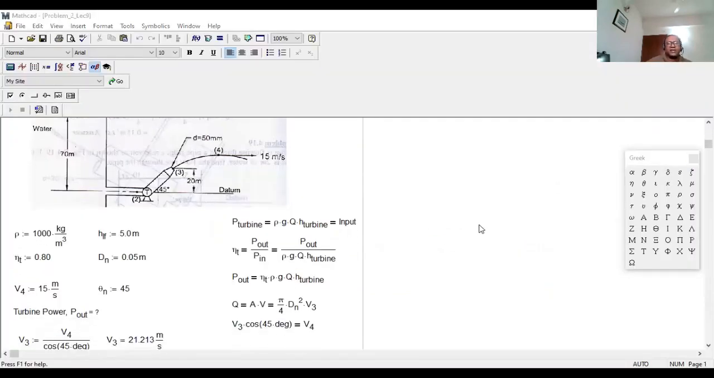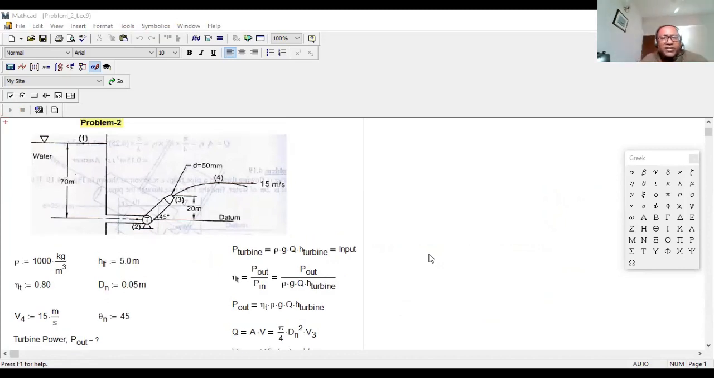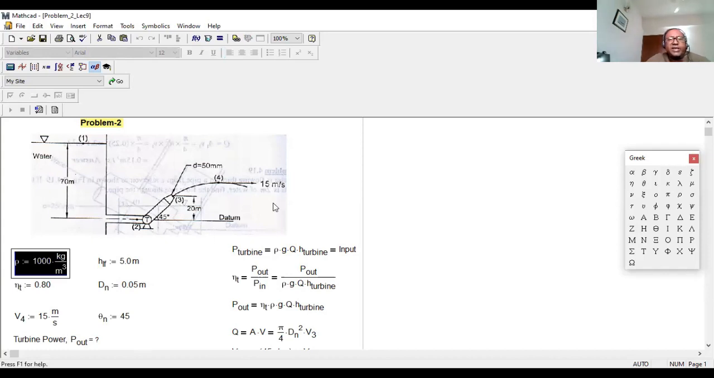Anytime a problem is given, at first you need to figure out what data are given. You draw the figure, then you figure out the data. You need density, rho by gamma, right? We are obviously saying water, so density of the water rho is equal to 1000 kg per meter cube. H_LF given in the problem is 5 meter. Diameter of the nozzle at point 3 is given as 50 millimeter, that means 0.05 meter. Efficiency of the turbine is given as 80%, that means 0.8. At point 4, you see horizontal velocity is given as 15 meter per second, and the angle of the nozzle is given, theta n, 45.